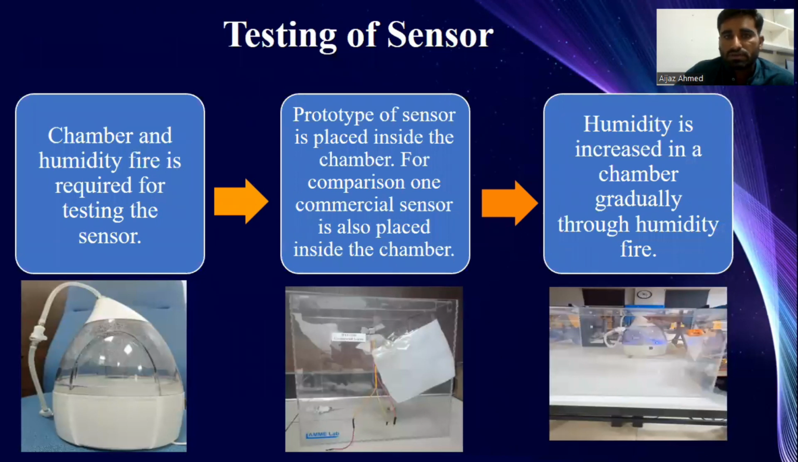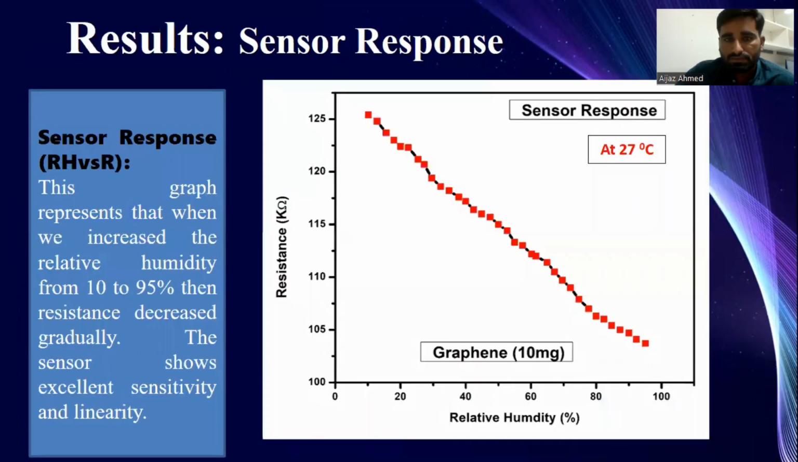After that, there is the process of testing the sensor. First of all, we took a humidifier, secondly, we took a chamber for the testing, and third is the complete setup in which we increase the humidity inside the chamber, where we placed a commercial sensor for comparison and our optical humidity sensor inside the chamber, and then gradually we started increasing the humidity. So after taking different regions and different samples, here are the results and sensor response of the sensor.